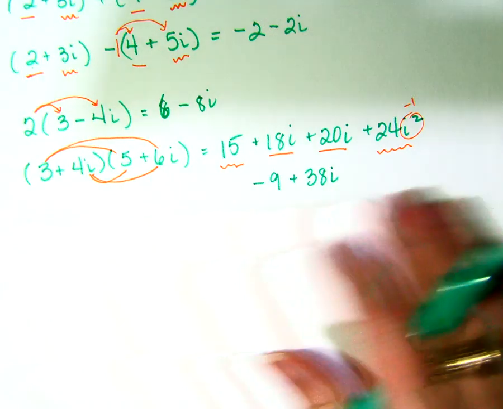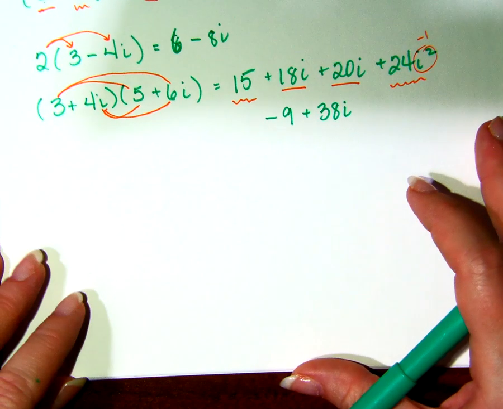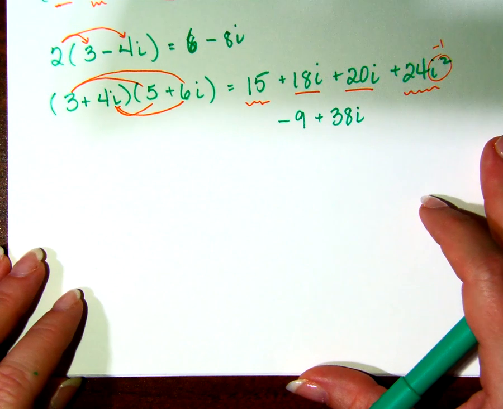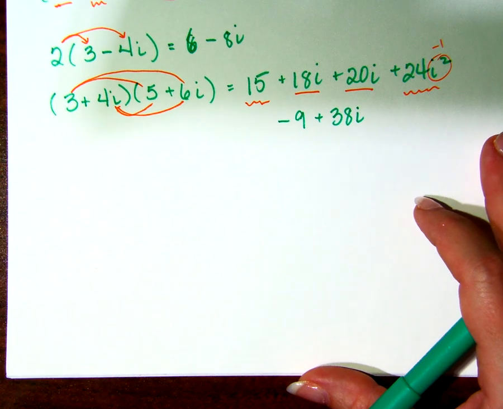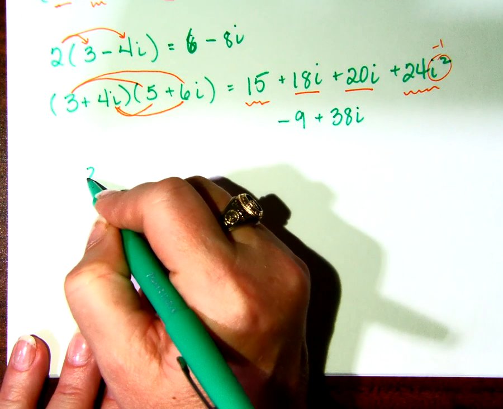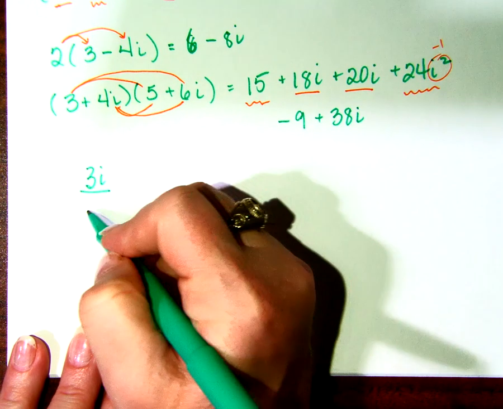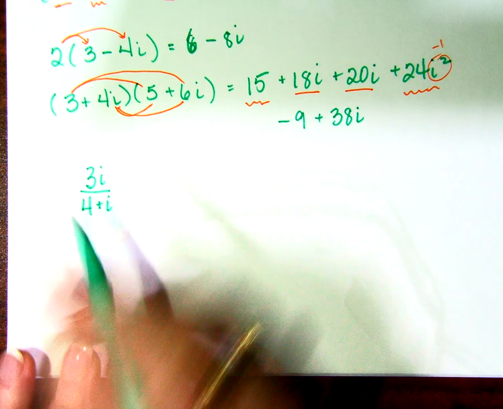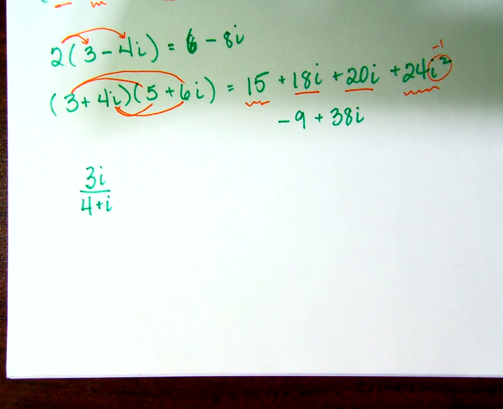So typically the division problem is not going to look like a typical division problem. It's going to look more like a fraction. It's going to look like 3i over 4 plus i, and it's going to say simplify. Well, the thing is that we don't want i's in the denominator at all. So do you remember talking about complex conjugates in Algebra 2?